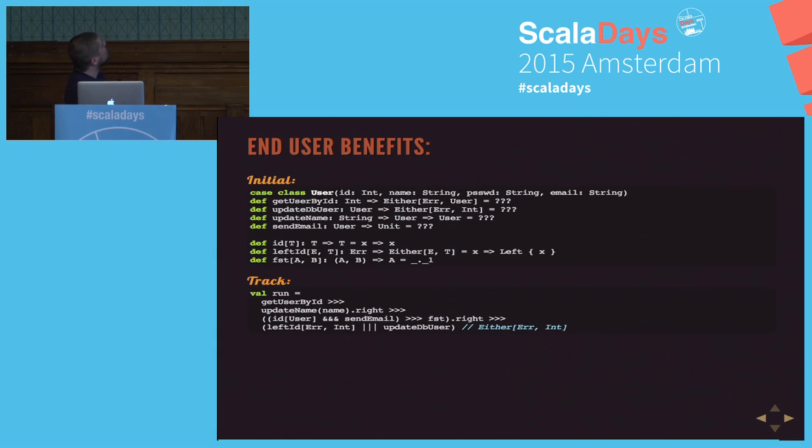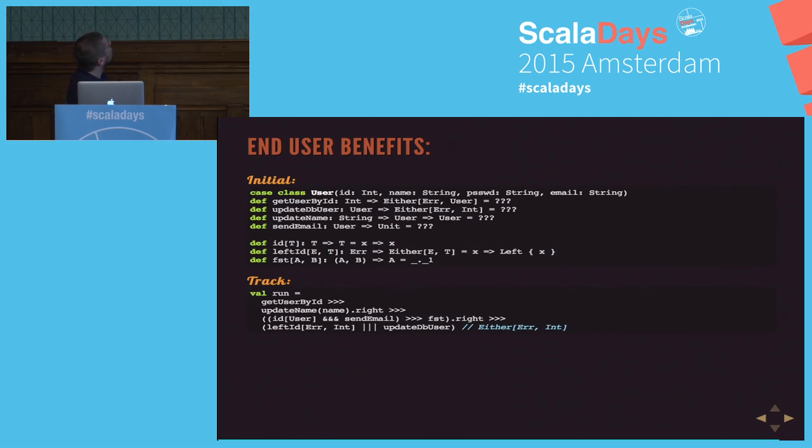It means that I want to apply this function only for the right value. The left value will be an error, and I do not apply this for the error. Next one, I need to send email, but the email has nothing to return. But I want to keep my user. It means that it's ID for user. It's the identity function.